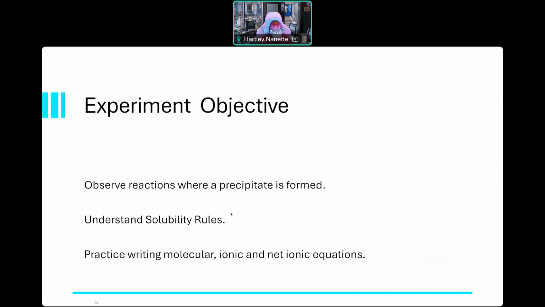Our experimental objectives for this are to observe reactions where a precipitate is formed, to understand the solubility rules, and to practice writing molecular, ionic, and net ionic equations.